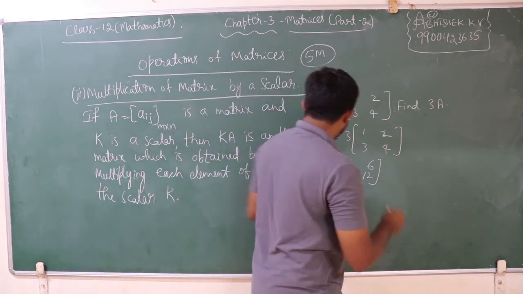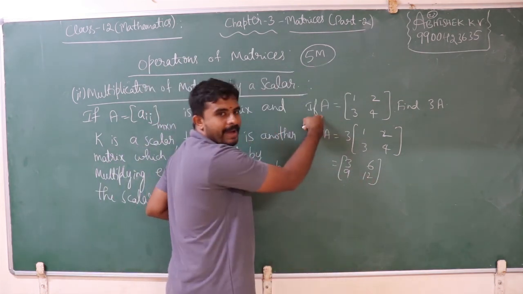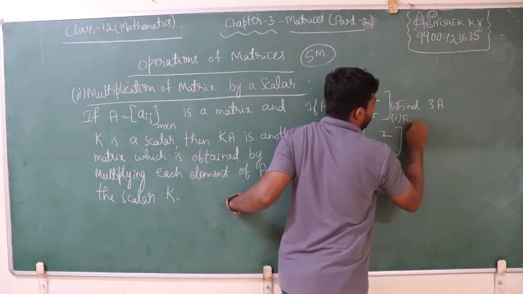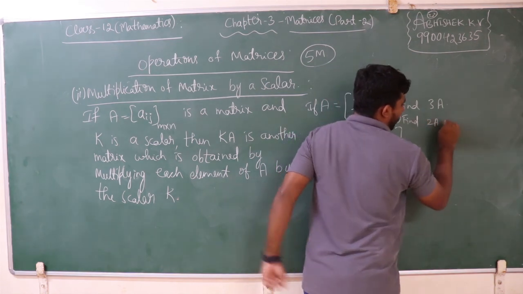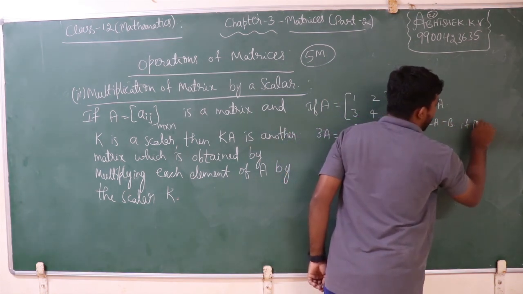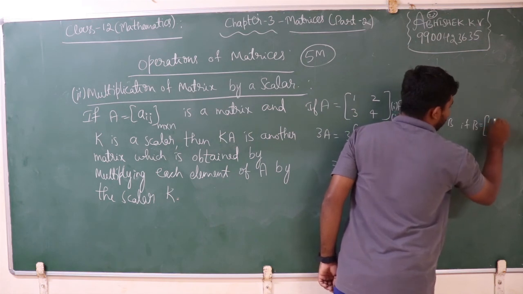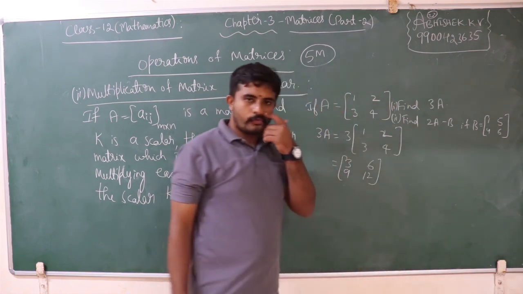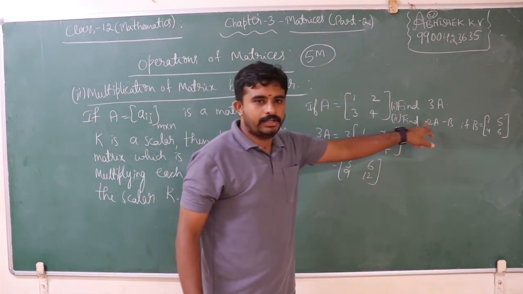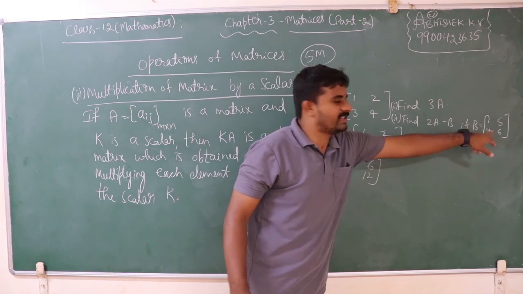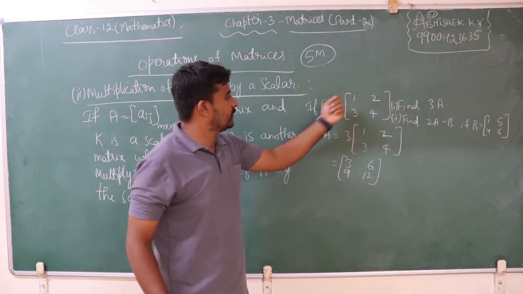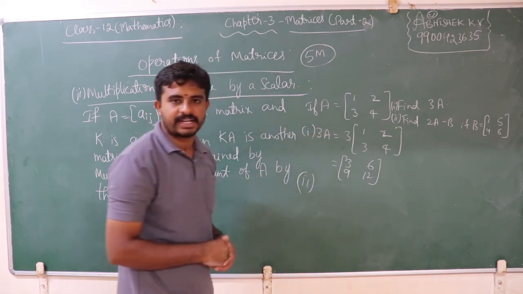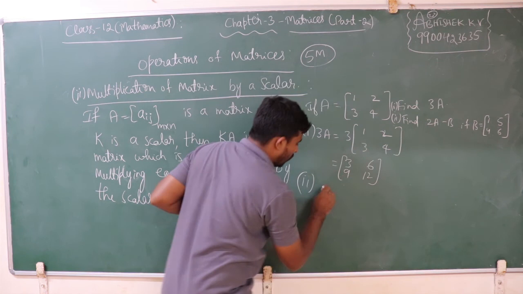If the examiner asks, for the same matrix, find 2A minus B if B is equal to [1, 5; 4, 6] and A is equal to [1, 2; 3, 4]. This is the solution for the first one and this is the solution for the second one.